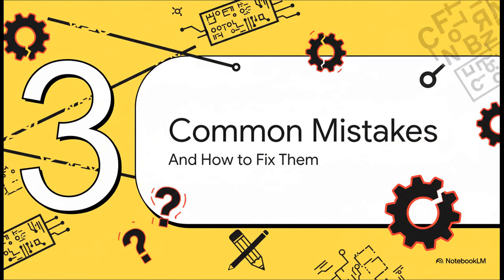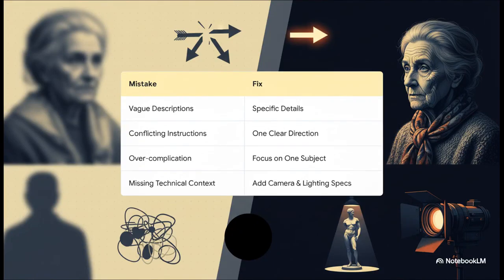Okay, so you have the formula, but it's just as important to know what not to do. So let's quickly run through the biggest mistakes people make and, more importantly, how to fix them. So here are the usual suspects. First, being vague. Don't say a person, say an elderly woman in a woolen shawl. Huge difference. Next, giving conflicting instructions. You can't ask for a static camera that also follows the action. That just confuses the AI. Pick one clear direction. Also, try not to overcomplicate things with too many subjects. And finally, please do not forget the technical details. Camera and lighting specs aren't optional. They are absolutely essential for professional results.